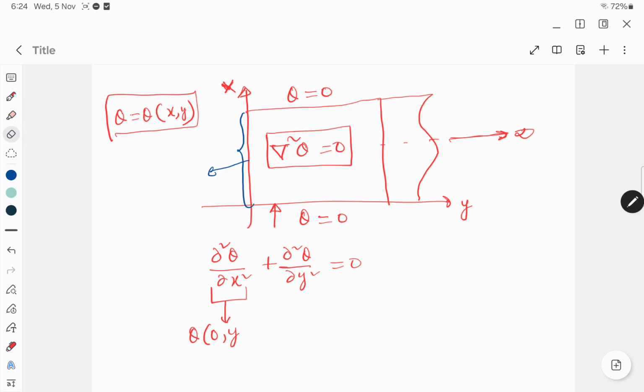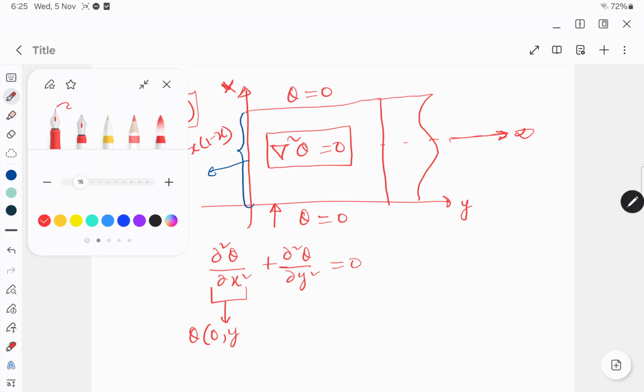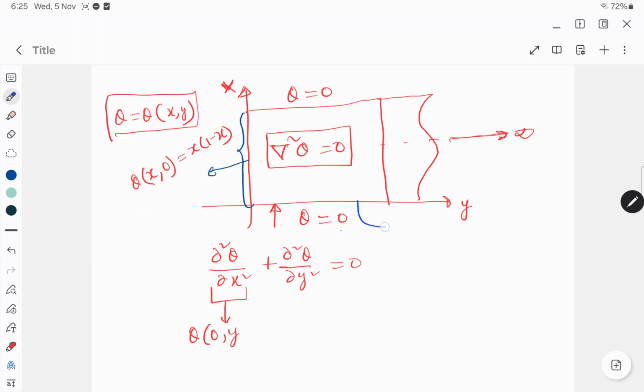So let me erase this. So this would be like theta, and now here x is varying, right? Here x is varying because this is the x axis, while y is 0. So x is varying and y is 0. So here what is given? It is given that this is x(1 minus x), a non-homogeneous boundary condition, and at this place, if you talk about this surface, what is there?